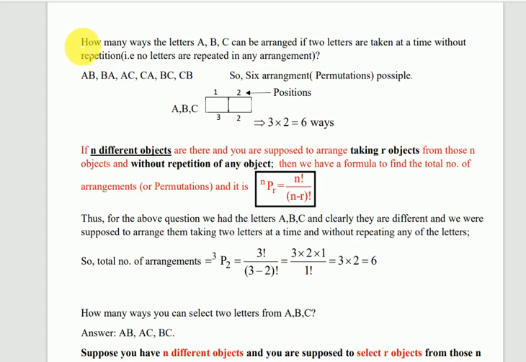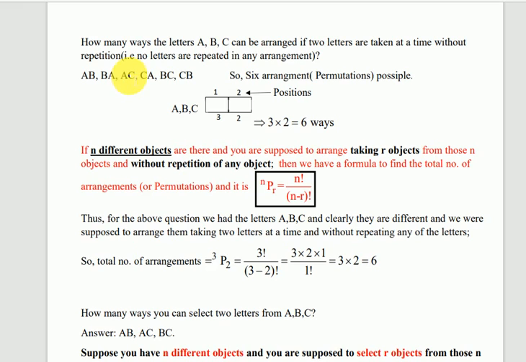Here you can see I have taken a question which says: how many ways can the letters A, B, C be arranged if two letters are taken at a time without repetition? That means no letters are repeated in any arrangement. So here we have to take two letters at a time from these three letters. I can write AB. I can write BA. These two are considered to be different arrangements.